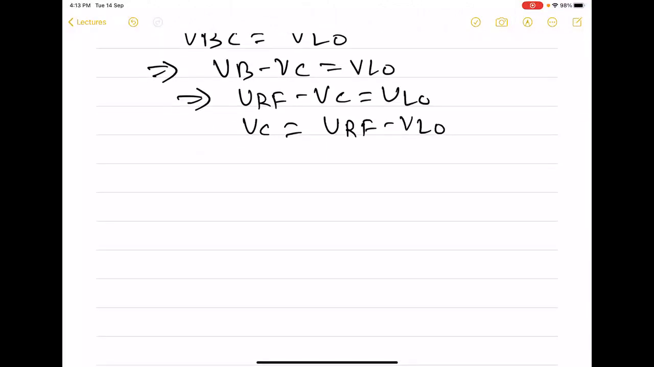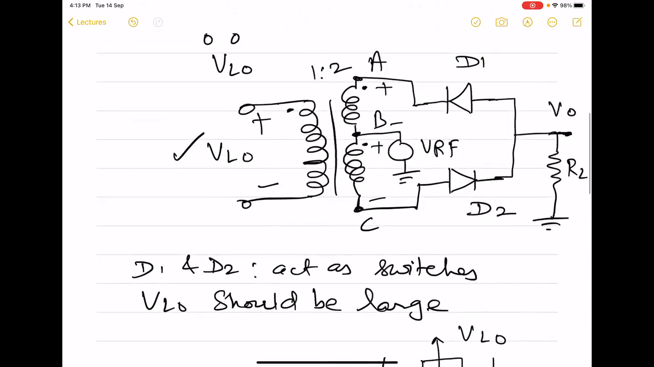Now let us try to find out the output. So first we will consider case 1. In this case, VLO is high. That means what we have is this kind of polarity, that is, A is at higher potential compared with C, and B is also higher compared with C.